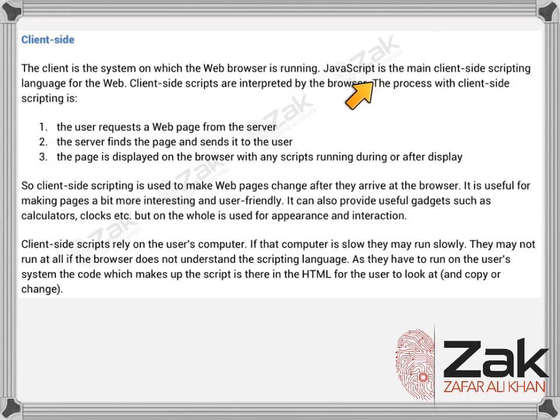The process with client-side scripting is the user requests a web page from the server. The server finds the web page and sends it to the user from its database. The page is displayed on the browser with any scripts running during and after the display. So, client-side scripting is used to make web pages change after they arrive at the browser. It is useful for making pages a bit more interesting and user-friendly. It can also provide useful gadgets such as calculators, clocks, but on the whole is used for appearance and interaction.